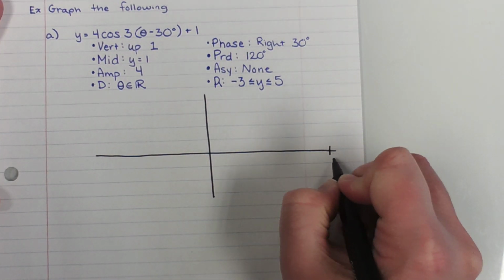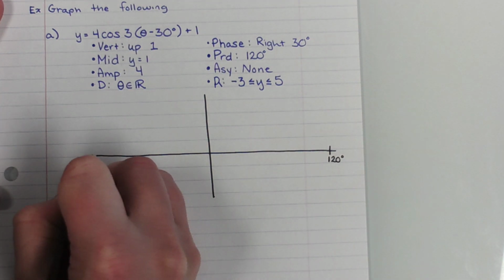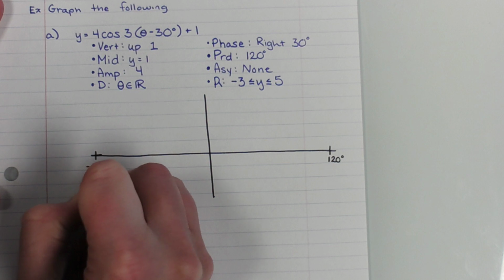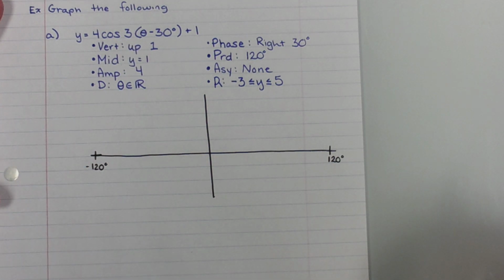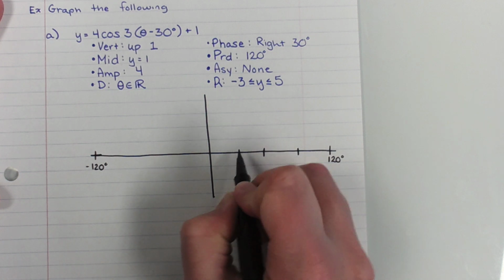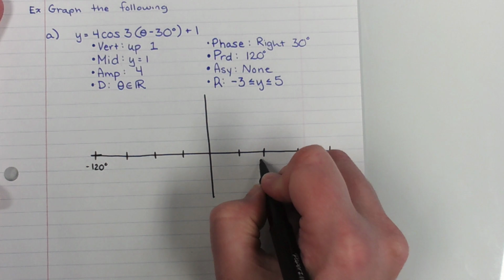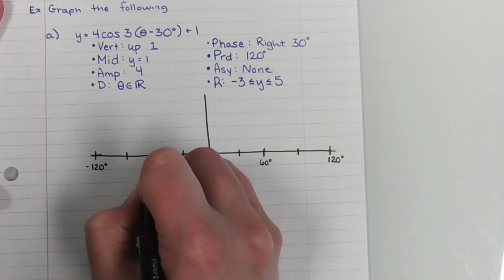I still typically would put the full period over here, the negative version of it over here, and break the graph into how many parts? 4. Labeling how many of them? At least every other.